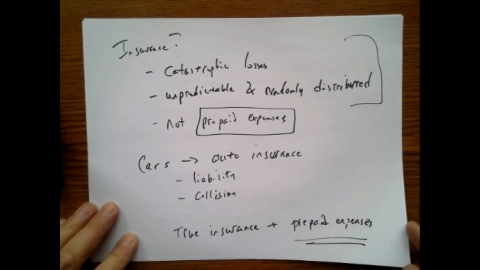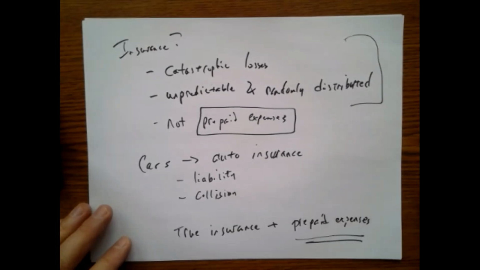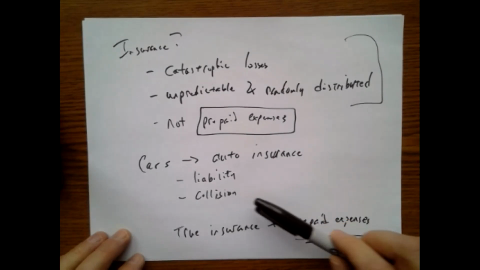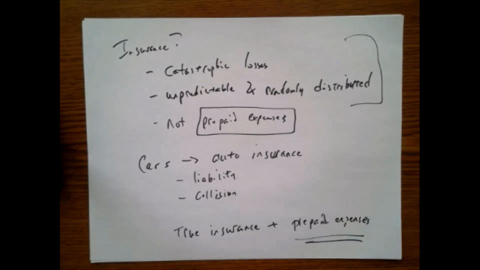So let's talk about prepaid expenses from the perspective of auto insurance. Your auto insurance company does not offer gasoline insurance, right? They don't cover gasoline for you, meaning they don't say, hey, in addition to your liability and your collision plans, we're going to offer you a gasoline use plan. And so whenever you go to the gas station, instead of putting your credit card into the gas pump, you're going to put your insurance card in the gas pump, and you'll pay, say, 25 cents a gallon.